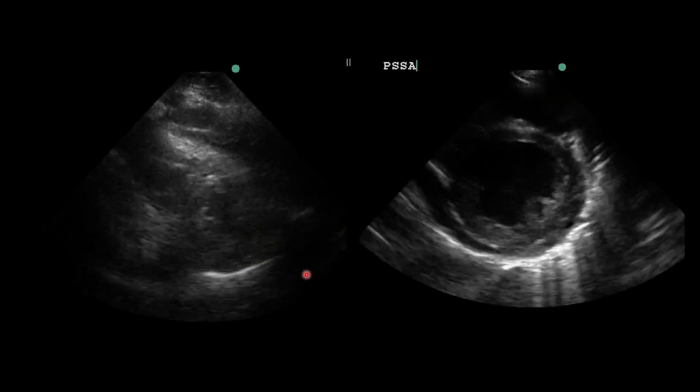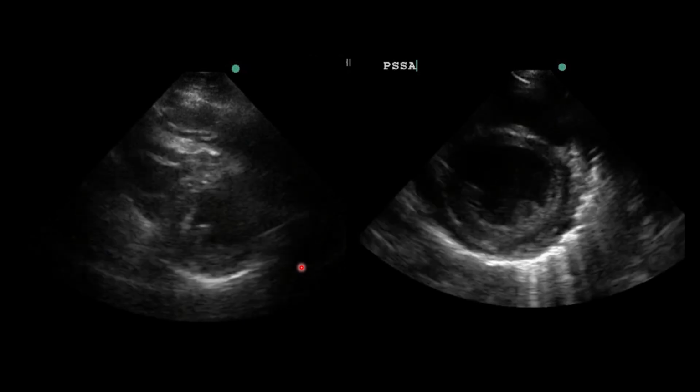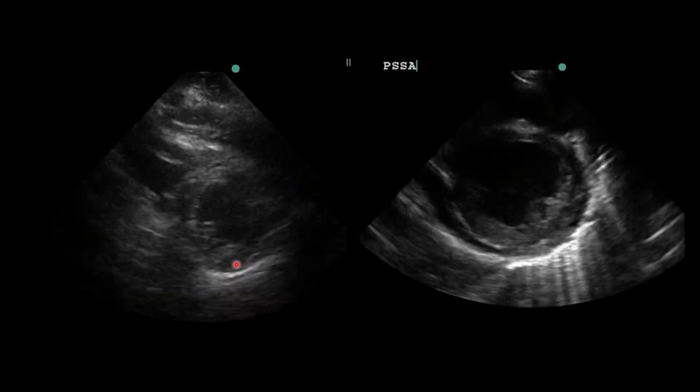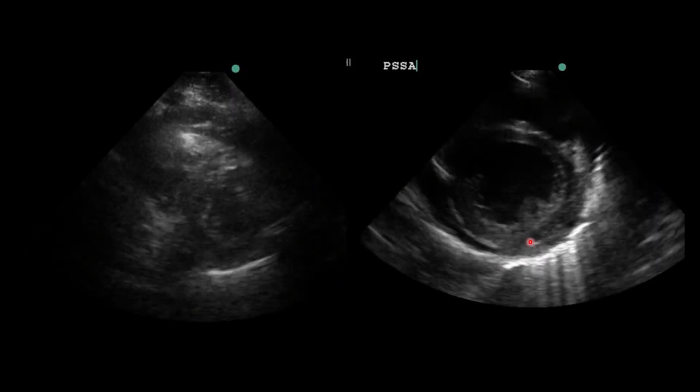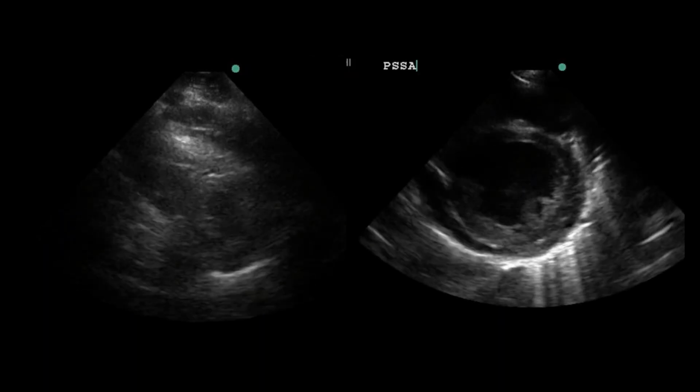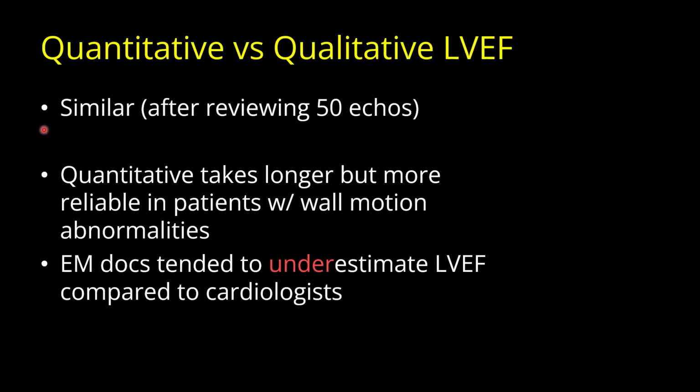The same can be done in the short axis. Now you don't have EPSS since the mitral valve is not in view, but you can still use fractional shortening. Over here, this fractional shortening is normal, and this fractional shortening is terrible, and so this is a severely reduced ejection fraction. The good news is that the eyeball technique actually has similar results in studies as the quantitative technique. But the important thing is that you have to see at least 50 echoes with known ejection fractions so you can train your eye and your brain in order to interpret these ejection fractions.